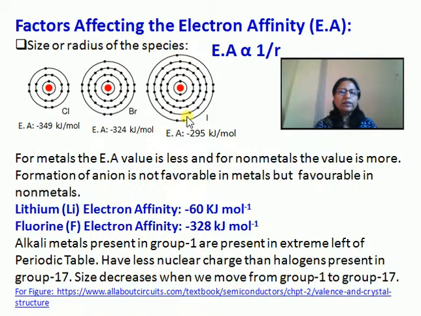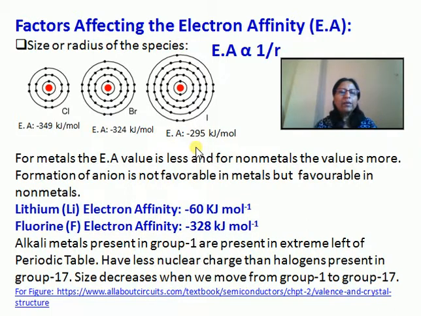And why is this happening? Because you know that the distance between the nucleus and the outermost shell increases as the size increases. So the attraction force towards the electron we will be adding from outside will also be less as the size becomes more. That's why the electron affinity value becomes less as we increase the size. So this is the relation of atomic size with electron affinity.